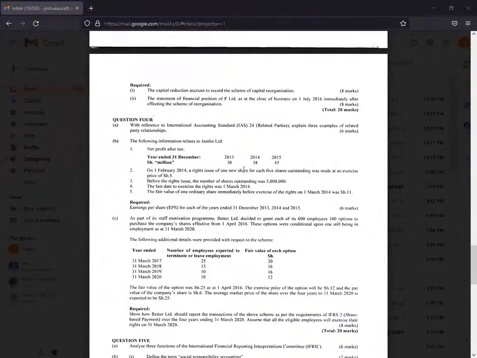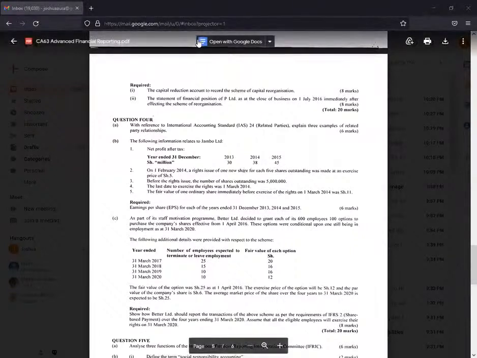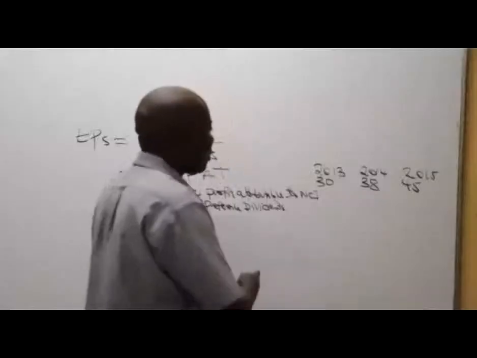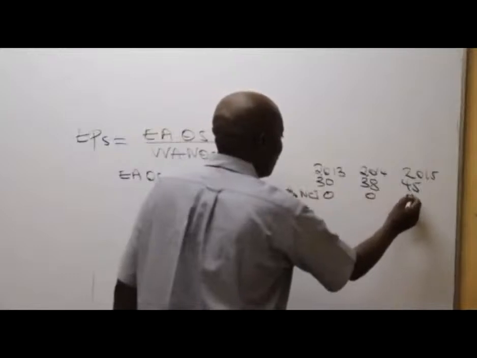So here we have 30, then we have 38, and then lastly we have 45. Now, does this question make any mention of profit attributable to non-controlling interest? Do we have non-controlling interest here? There is none, is it not true? So for non-controlling interest, you put 0, 0, 0. These are low-hanging fruits.